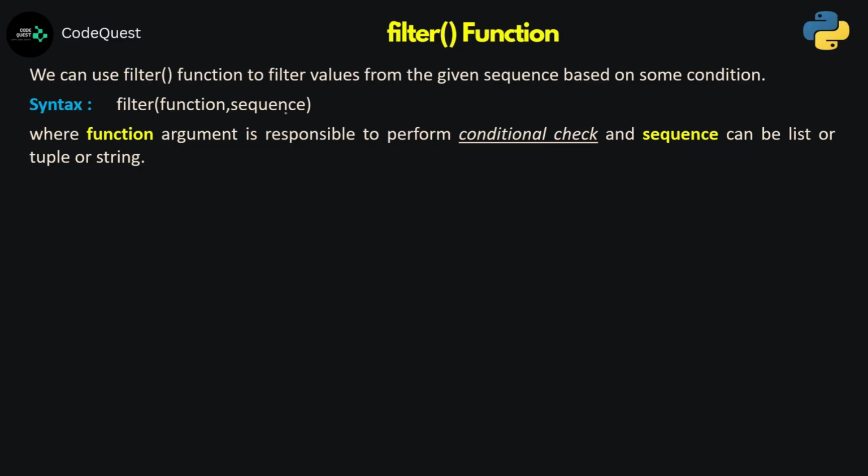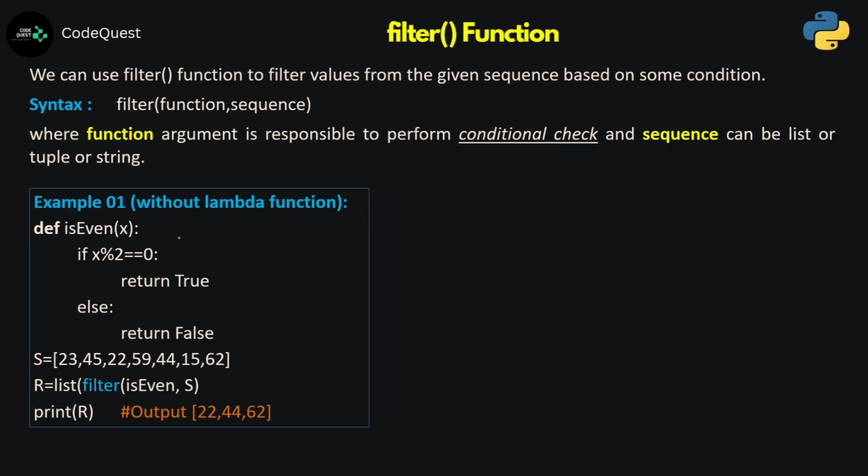Whereas sequence is nothing but the set of elements which is going to be provided to the function, and based on the condition it is going to filter out those values which are satisfying the condition. So this function argument is responsible for checking the condition, and your sequence can be a list, a tuple, or a string. Now let's see an example where I'm not using the lambda function. The purpose is that without using the lambda function, we are trying to apply this filter. The same we will revise with the lambda function also.